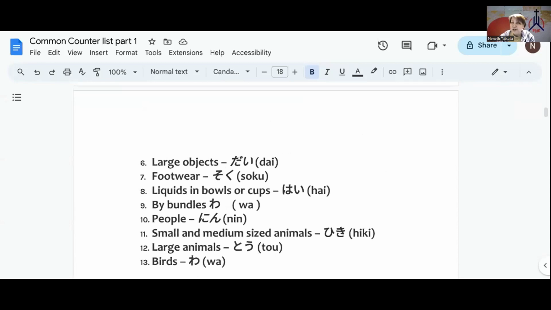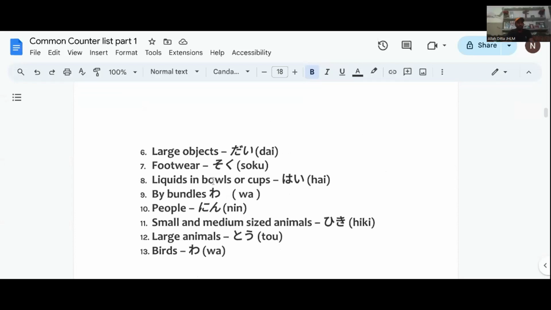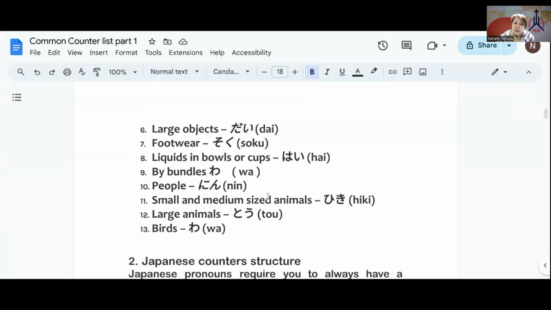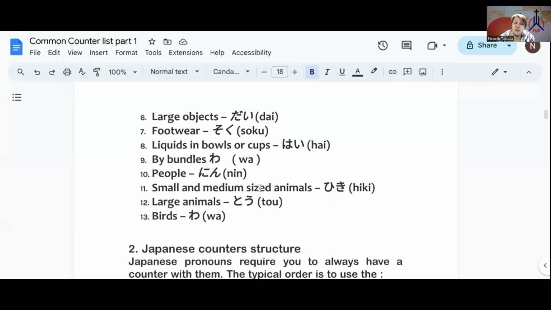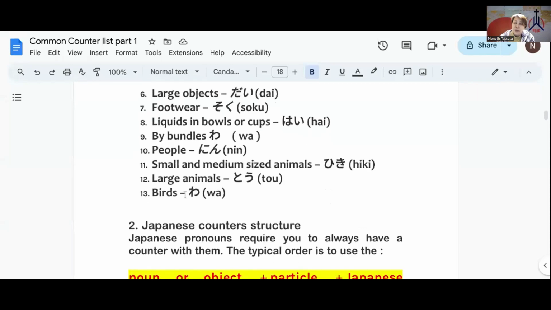For footwear, like sandals or shoes, it is called soku. For liquids in bowls or cups, it is hai. For bundles, it is wa. For people, we already studied this, nin. Nin is only used for people. Okay, gonin, 5 people, like that. Small and medium-sized animals is hiki. For large animals it is to. And for only the birds it is wa.